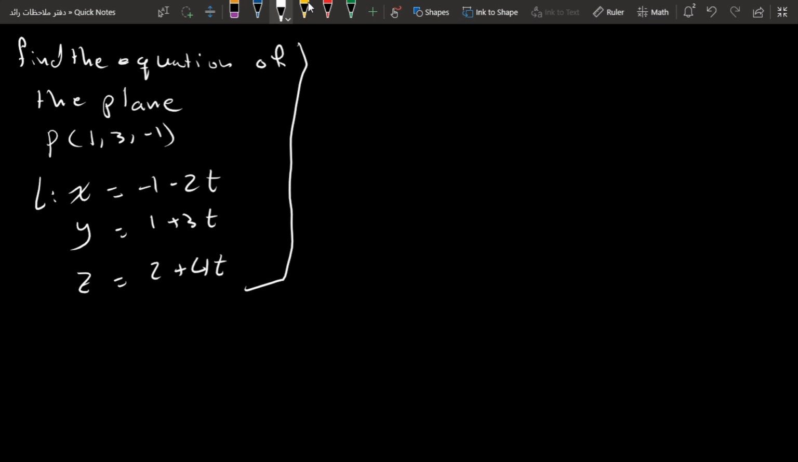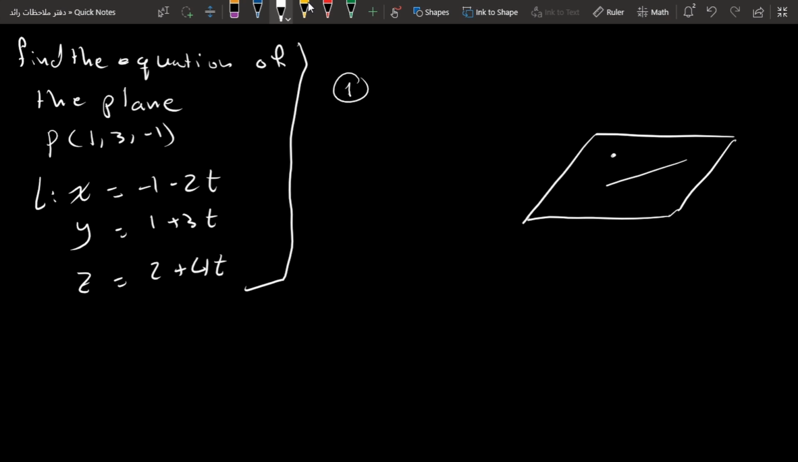Just to explain how we will find the solution, we have a plane. في عندنا مستوى plane. الplane فيه line. This is the line, and I have another point. طبعا to find the equation of this plane, first step is we need a point, and the point is given: 1, 3, and -1, so this term is okay.